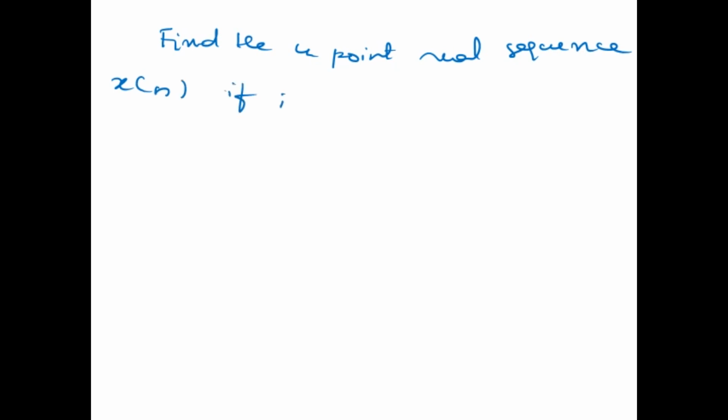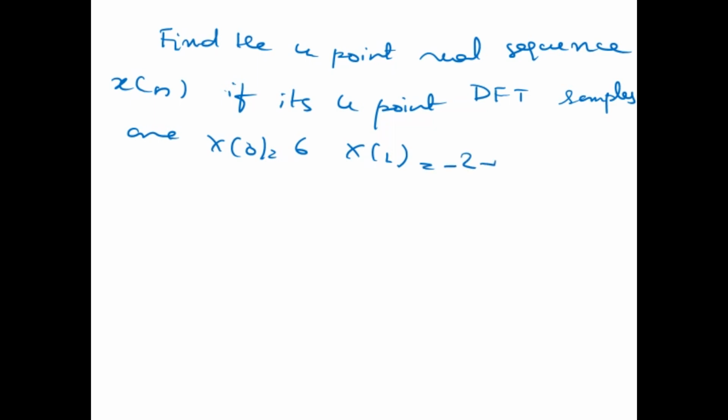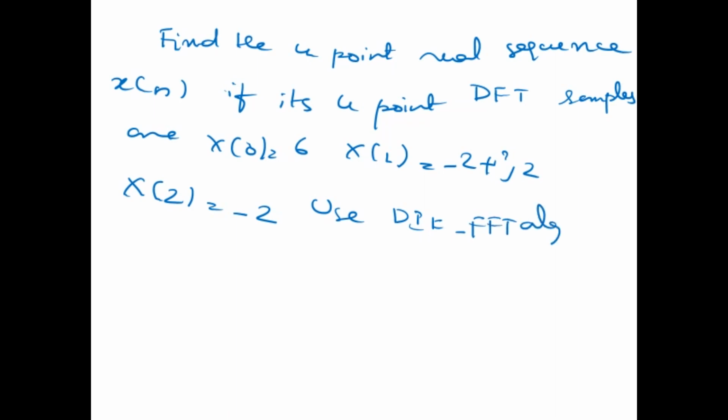Next problem, find the 4-point real sequence x of n if its 4-point DFT samples are x of 0 is 6, x of 1 is minus 2 plus j2, x of 2 is minus 2. Use DIF FFT algorithm.